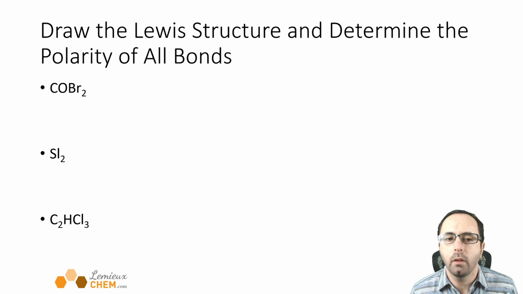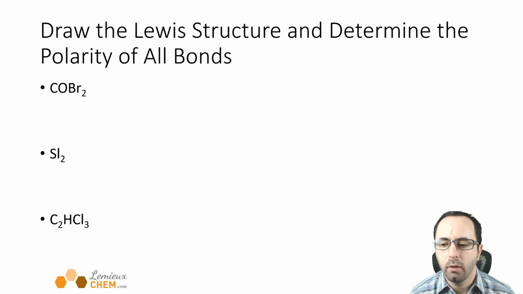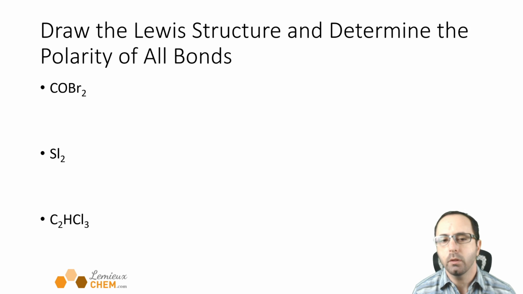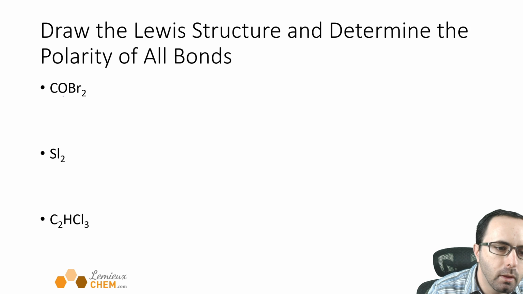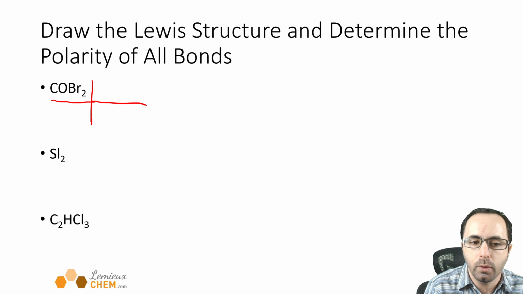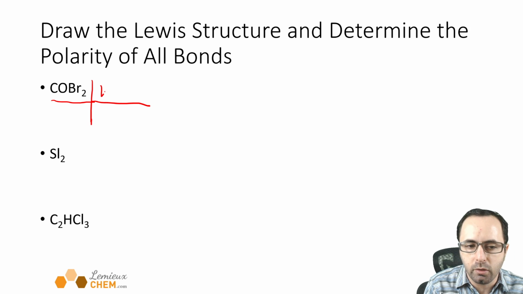Finally, this says to draw the Lewis structures of each of these and determine the polarity of all of the bonds. So again, notice that the first thing that we always have to do is to draw the Lewis structure, even if we just want to know what bonds there are. The point of drawing the Lewis structure is to tell us what atom is bonded to what other atom. And so we will need to draw the Lewis structure to do that. So anyway, let's draw the Lewis structure here.